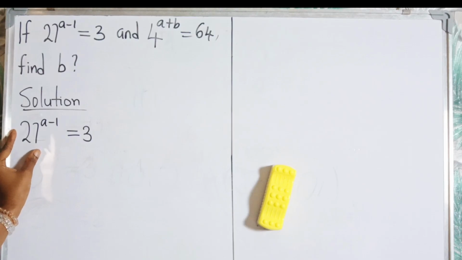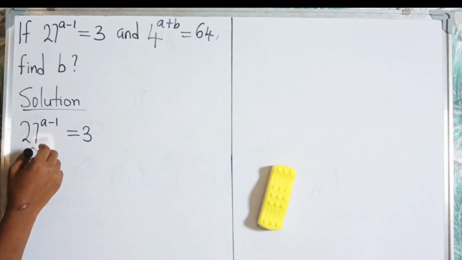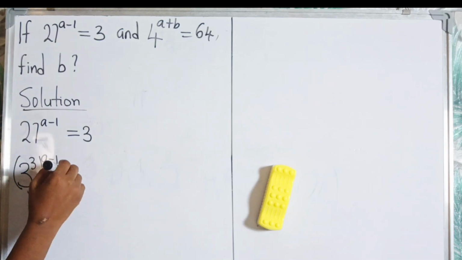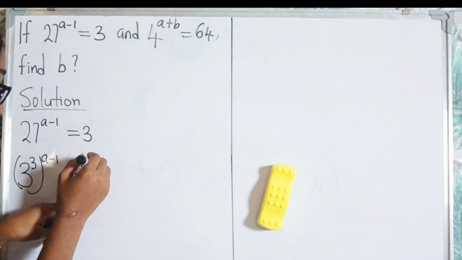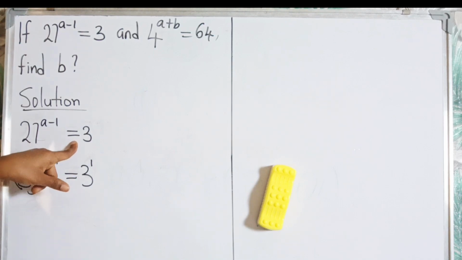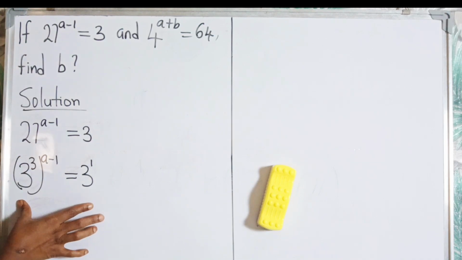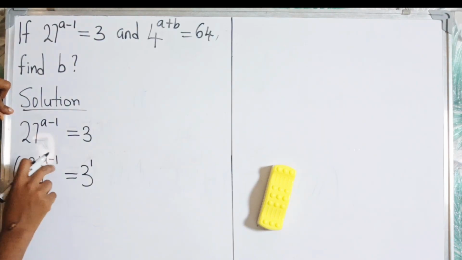This 27 here can be expressed as 3 raised to power 3. So here I'm going to have 3 raised to power 3 and is raised to power a minus 1, and this is equal to 3. Now this 3 we have here is the same thing as 3 raised to power 1. Okay? 3 raised to power 1 is the same thing as 3. But we have to leave it this way because the 3 we have here has an exponent. Okay? So I'm going to multiply this exponent out.